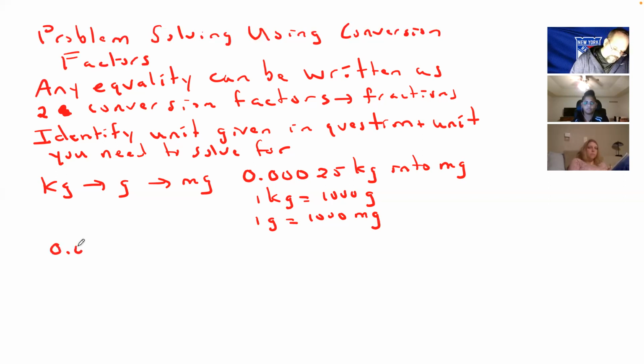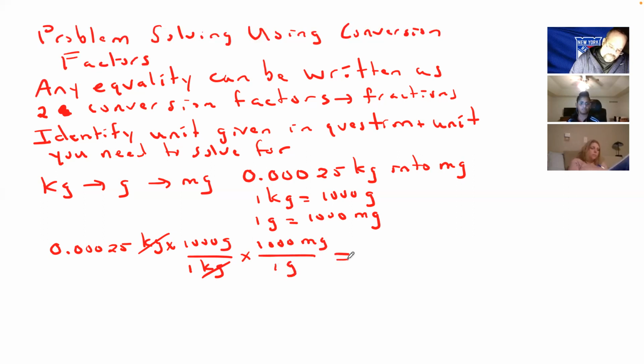So in essentially the first step, we would take the 0.0025 kilograms and multiply it by 1,000 grams over 1 kilogram. And I know that's correct because when I multiply, what's going to happen to the kilograms? The kilograms should cancel, which is exactly what we want to have happen. And then for the second step, I would multiply by 1,000 milligrams over 1 gram, because in this step, I want the grams to cancel.